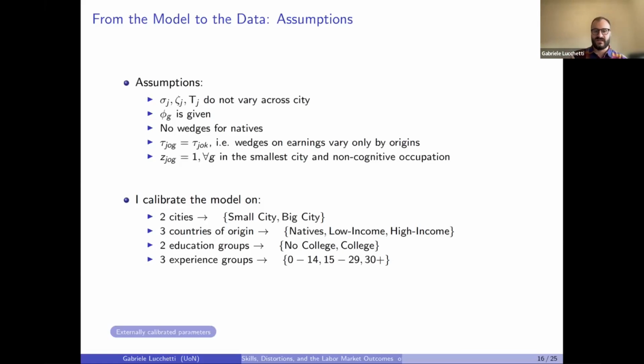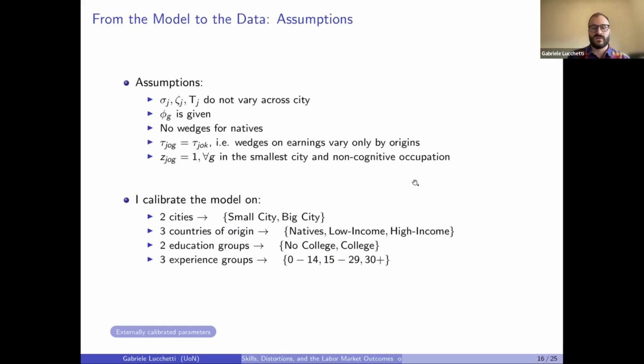First assumption is that I'm not going to let the elasticity of substitution in inputs, the elasticity of housing supply, and the land vary across cities. These are all assumptions that I can relax if someone is concerned. I'm going to assume that the initial distribution of workers across groups is given, that wages do not face any labor market distortion, and that wages and earnings vary only by origin, not by education or experience. This is another assumption that I can relax. And then I'm going to normalize the taste parameter, or the amenities, in the smallest city and for the non-cognitive occupation for all groups to 1.